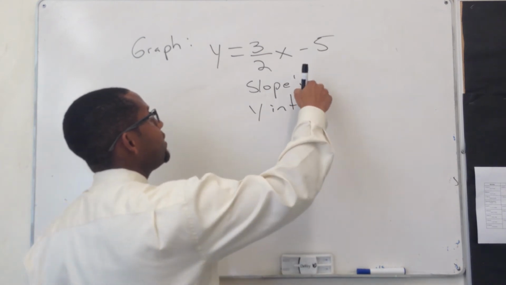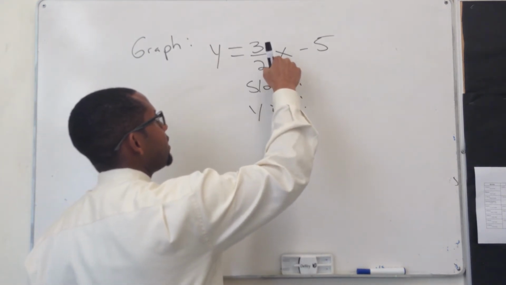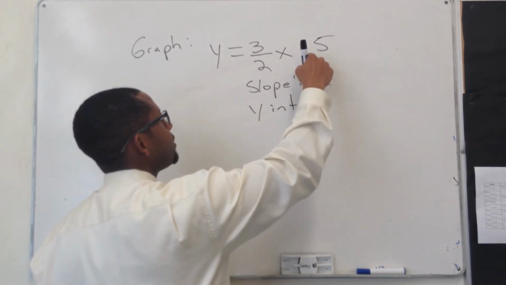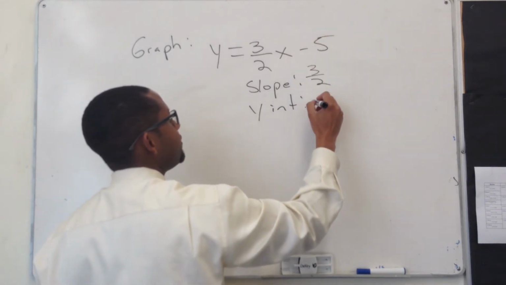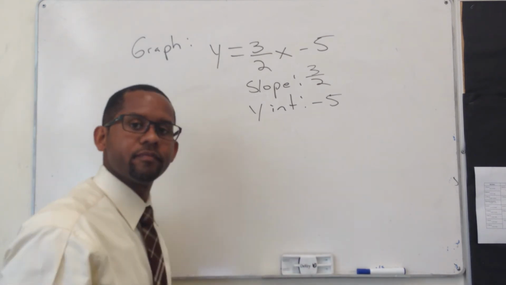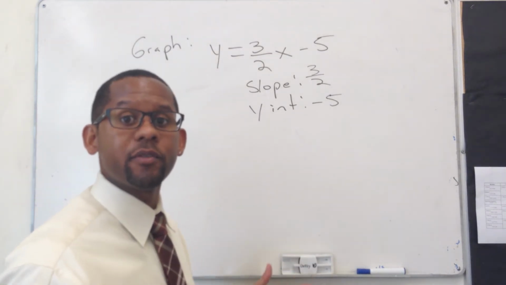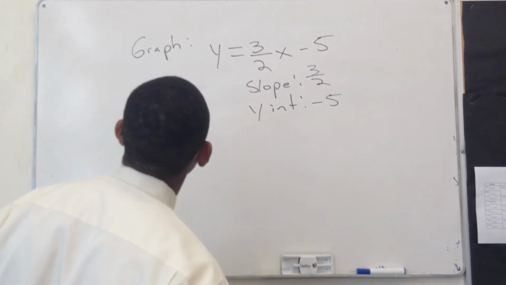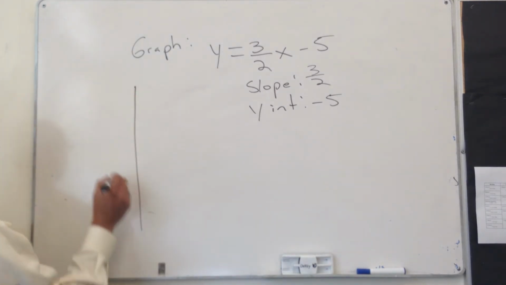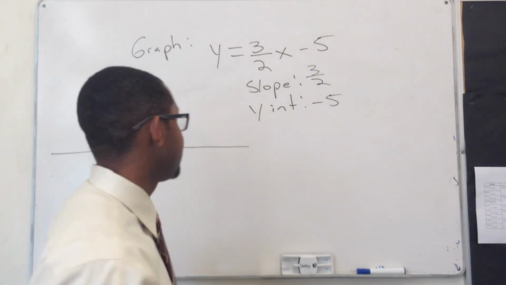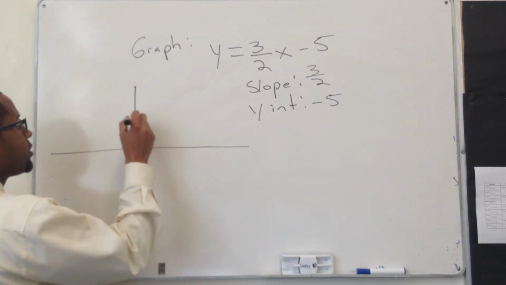Hopefully you just did that and you said, all right, the slope of this line is right here, 3 over 2. The y-intercept is this -5. Now, go ahead and graph it. Pause it and graph it before I do. Hopefully, you just paused the video and graphed this line like I asked you to, okay? So I'm going to show you what it should look like.